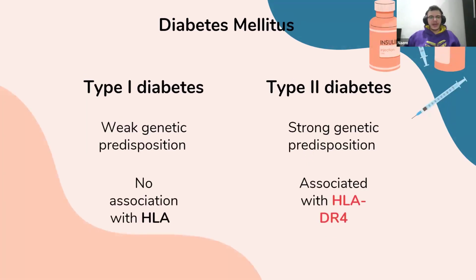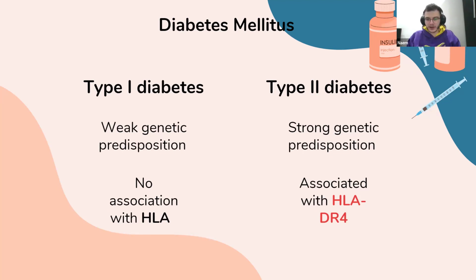Okay, so type 1 diabetes has a weak genetic predisposition. What does this mean? It means if someone in your family has type 1 diabetes, it does increase the risk of you having it or your son having it. If you have type 1 diabetes, yes, it does increase the risk of your son having type 1 diabetes, but it's way less than if you have type 2 diabetes.